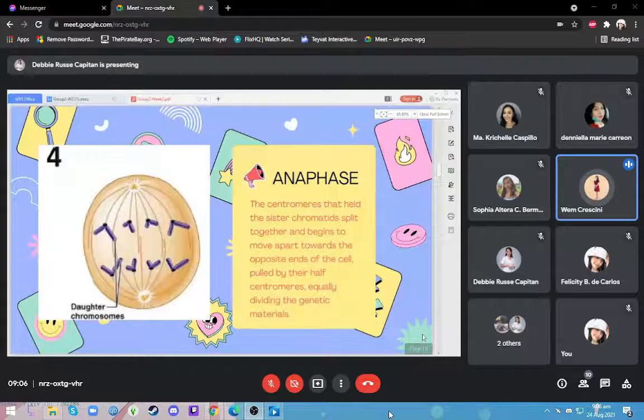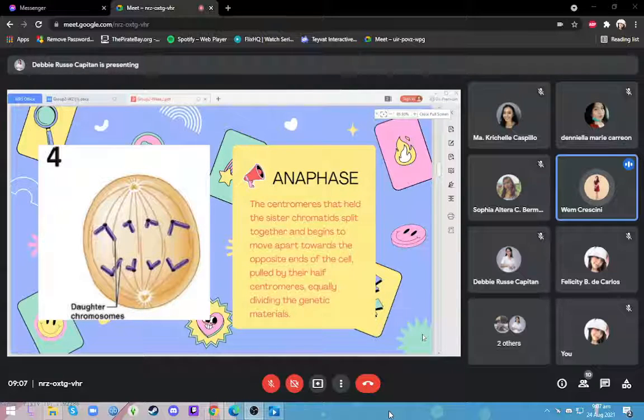And then number four, the stage is anaphase. As we can see, the daughter chromosomes. Our major event is that the centromeres that held the sister chromatids together split and begin to move apart towards the opposite ends of the cell, pulled by their half centromeres, equally dividing into two genetic materials.